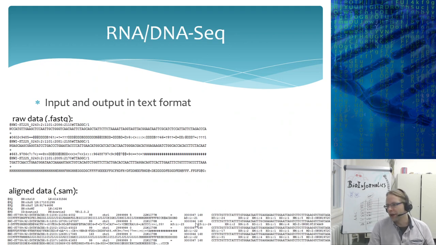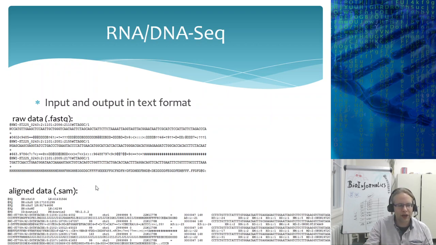So when you do RNA or DNA sequencing, you have input and output in text format. I think I already showed you a FASTA or FASTQ file, but I wanted to show you again. Last time it was not really readable. So raw data that comes out of a sequencing machine looks like this. You have the name of the read. Then you have the base pairs which have been read. Then you have a plus symbol, and then you get the quality scores for each of the base pairs. These quality scores are encoded using a certain ASCII coding, because, of course, you could not write like 10 or 50 or 100.